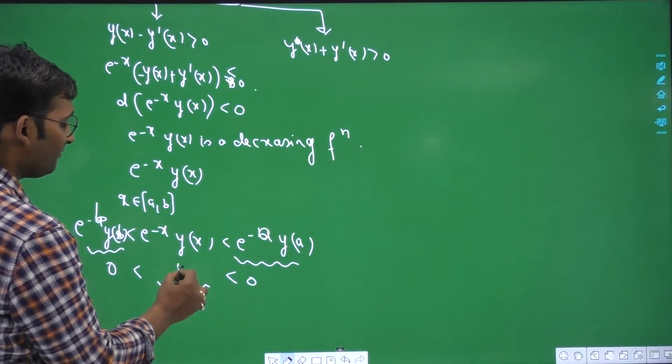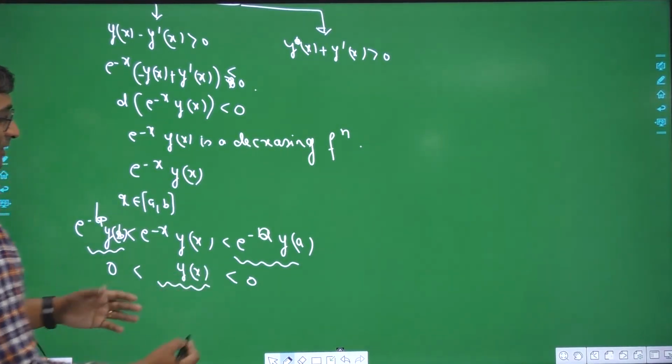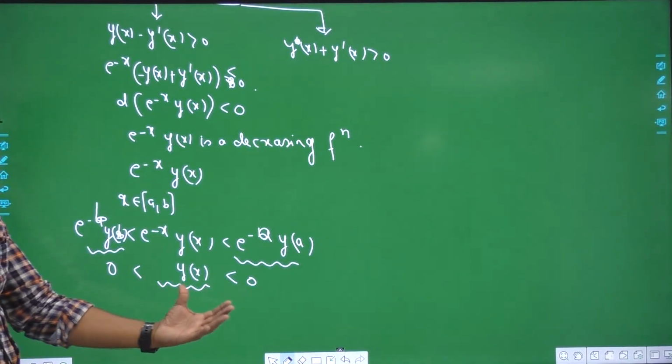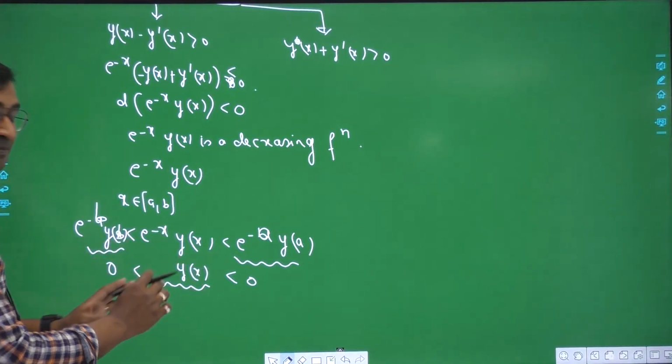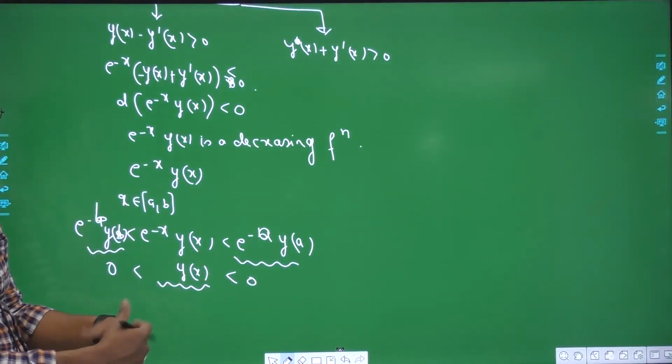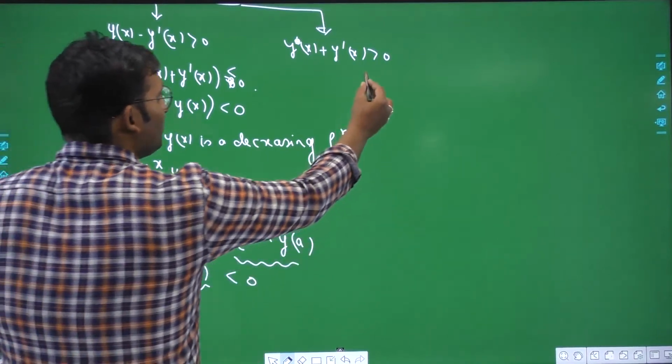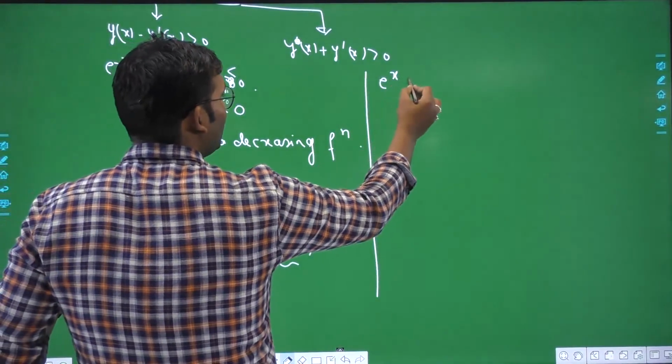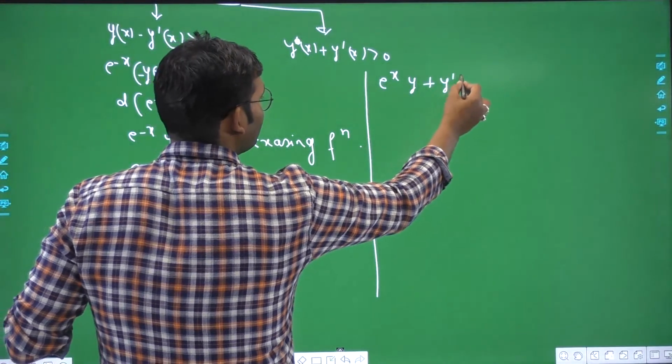So obviously y(x) cannot be a decreasing function over this particular interval. See, if you are taking a and b, then this is what you are getting. So there is a hint that y(x) cannot be strictly decreasing. And similarly, you can find from here, if you multiply it with e to the power x, what you will get is y plus y dash x greater than 0.